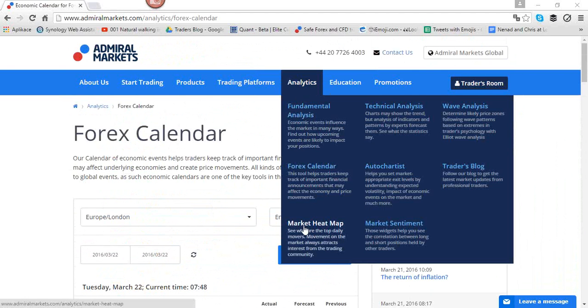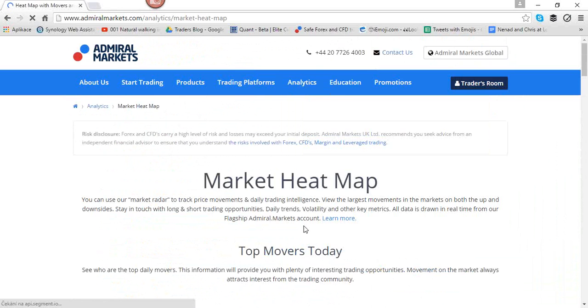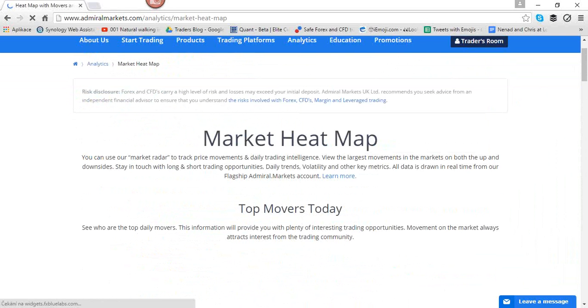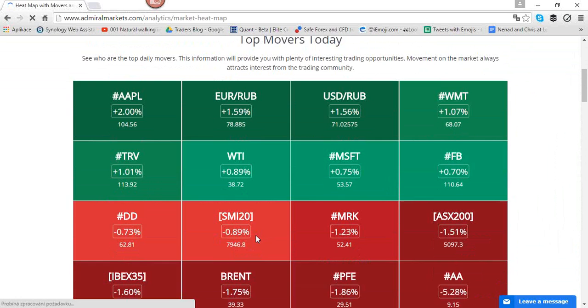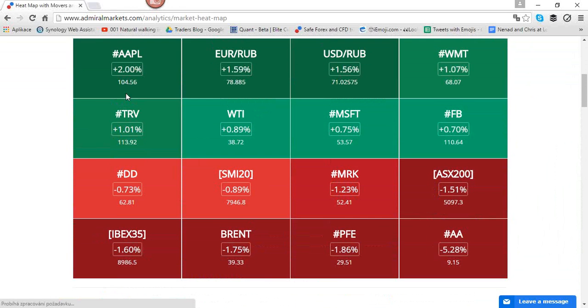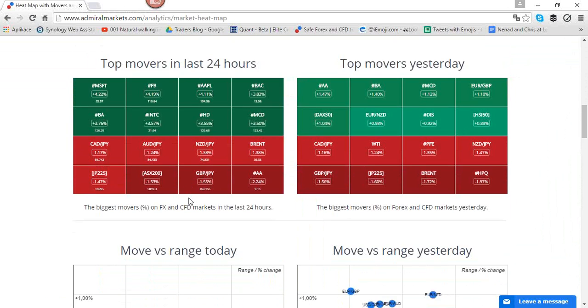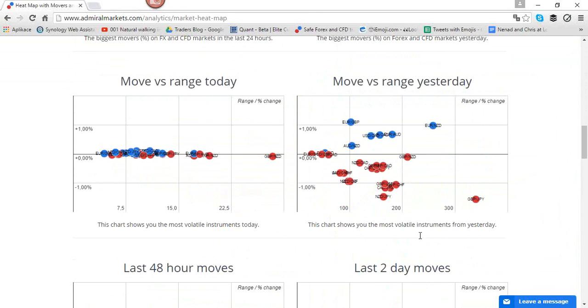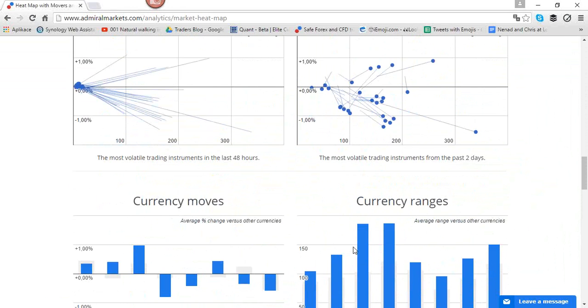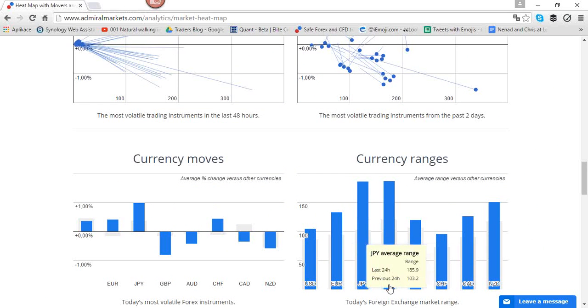Let's take a look at the heat map. Last thing. Apple 2% up. Brent is down, but we're looking at the Forex pairs here, and we can see that typically probably the pound and yen are the biggest movers.